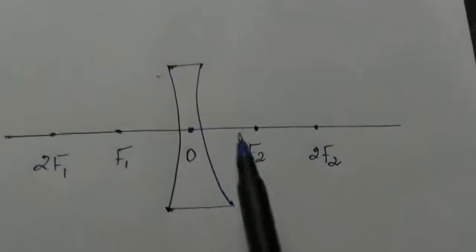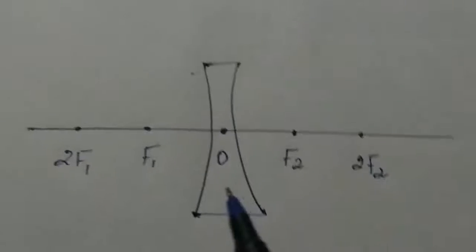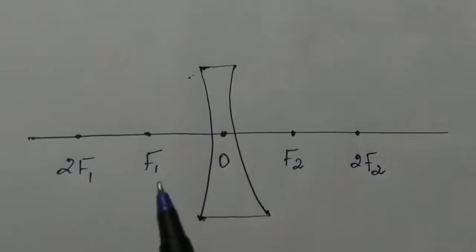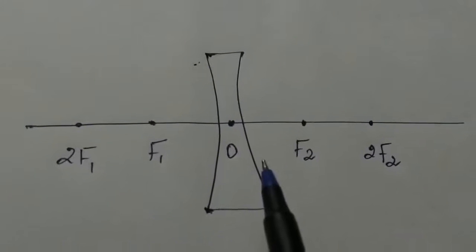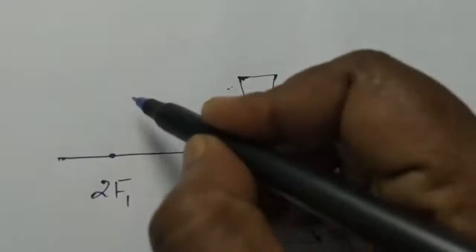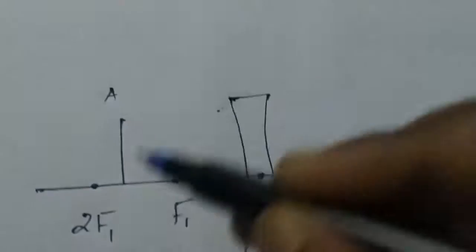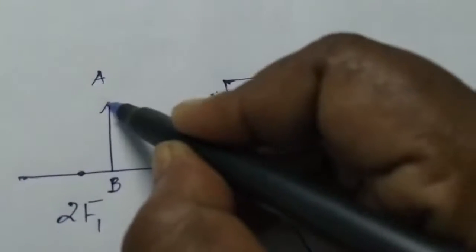Students, make sure that the lens must be thin. Don't draw the thick lens. Now we are going to place the object anywhere on the principal axis at a finite distance. So now I am going to place the object here, A, B. You have to mark it as an up arrow.